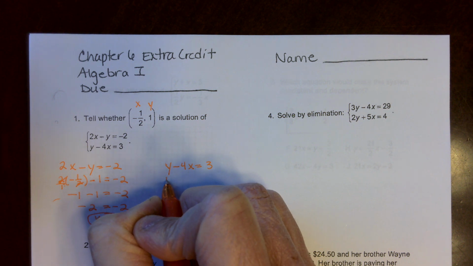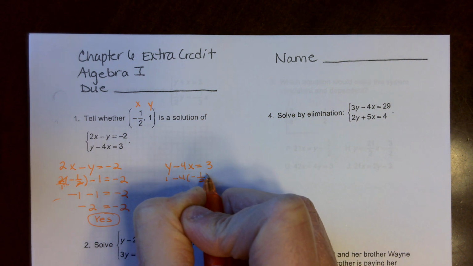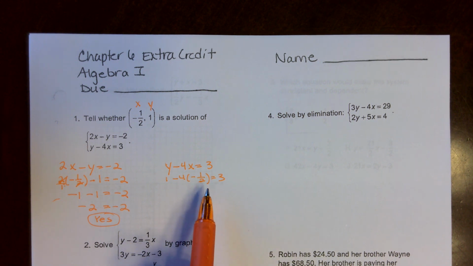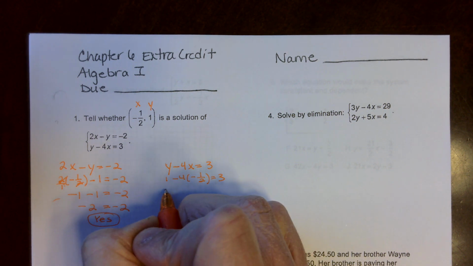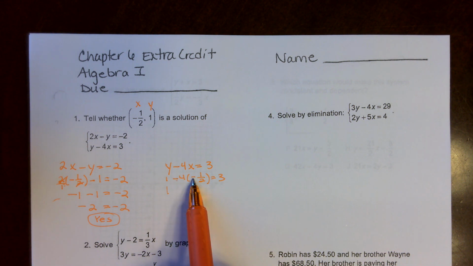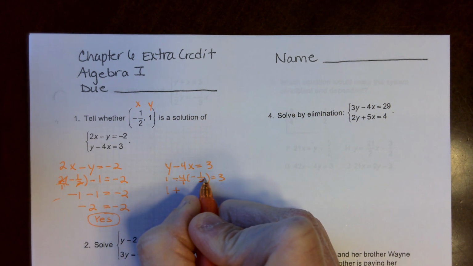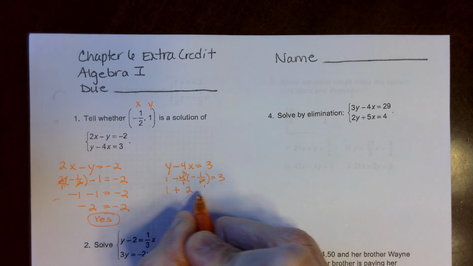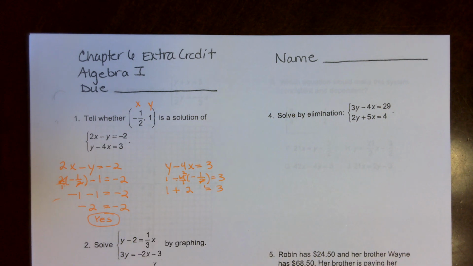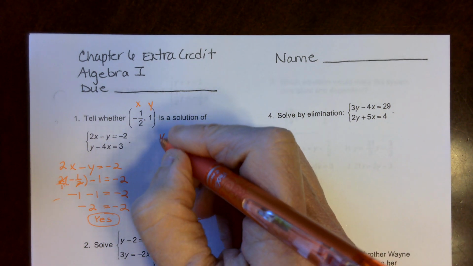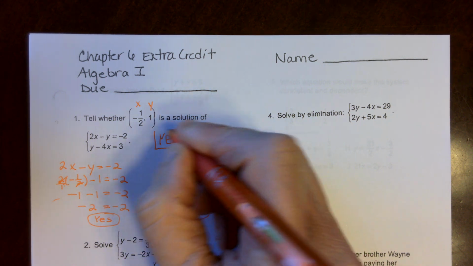Let's go check this one out. 1 minus 4 times negative 1/2 equals 3 again. If you forget the parentheses, you might be inclined to do 4 minus that. So put your substitutions in parentheses to prevent errors. 1, and then it's a negative times a negative, so it's going to end up being a plus. And 4 times 1/2 is, of course, 2. 1 plus 2 is 3. Is 3 equal to 3? Yes. So since they both work, my answer to the problem is a nice, bright yes.